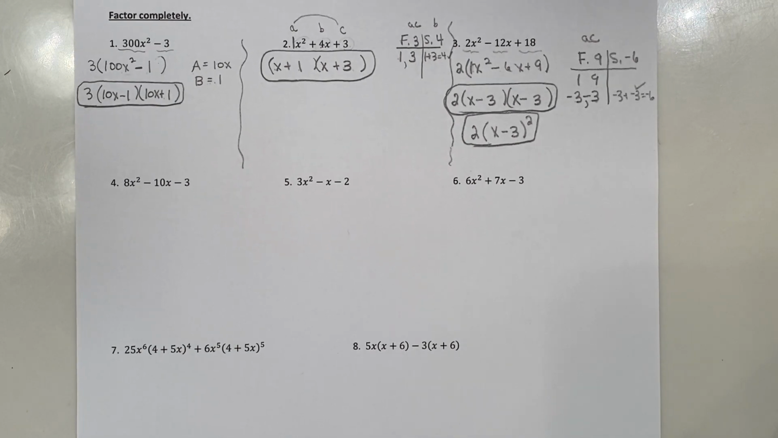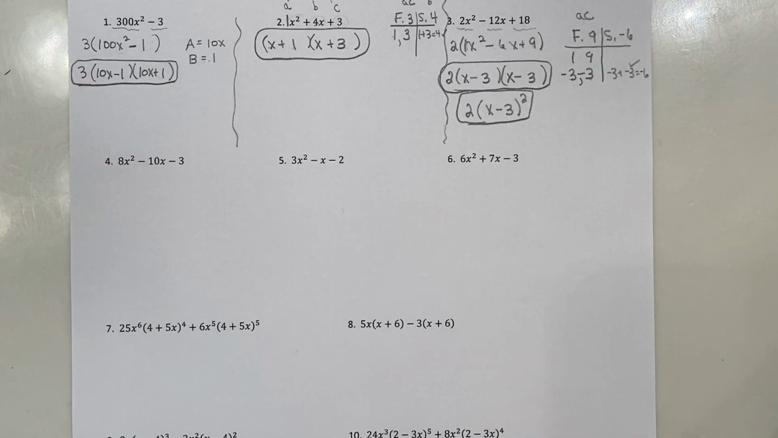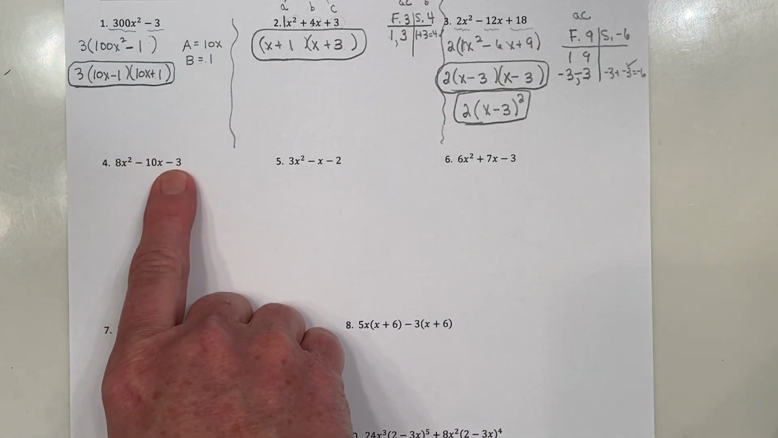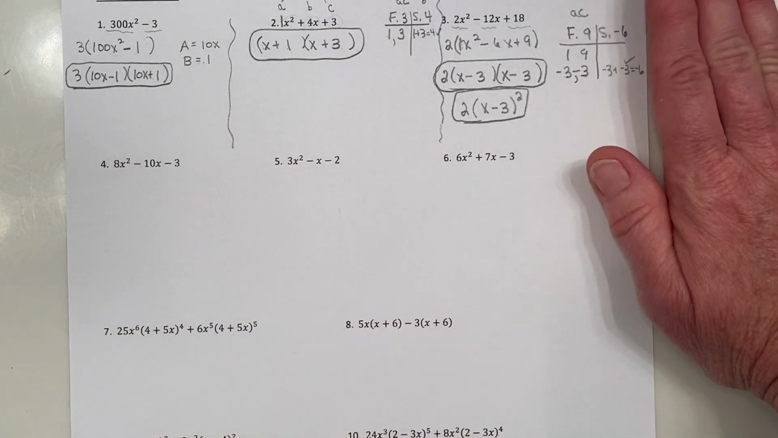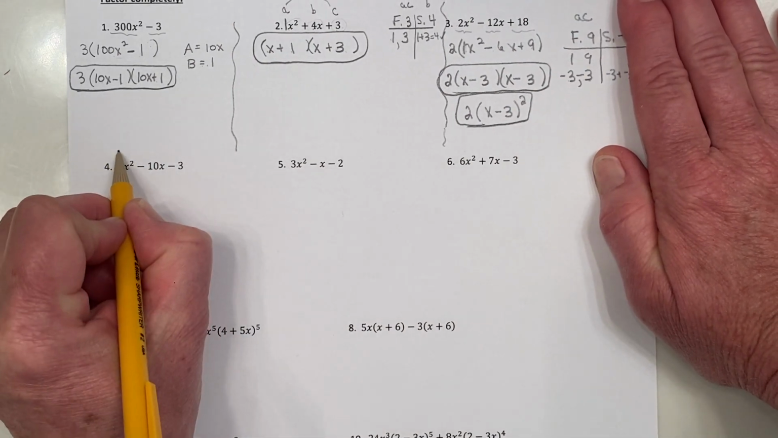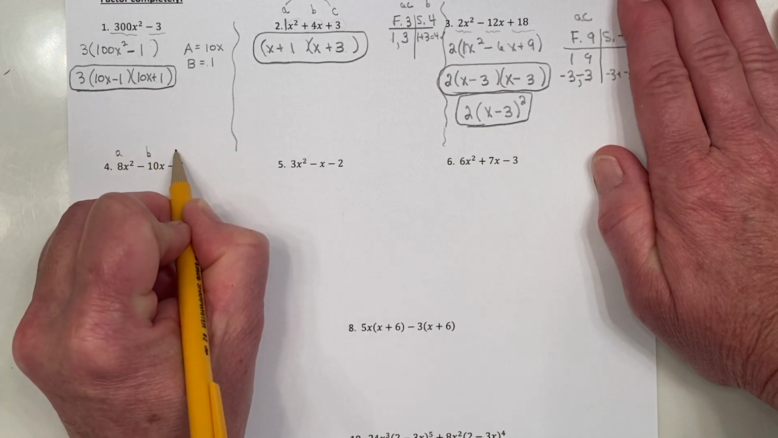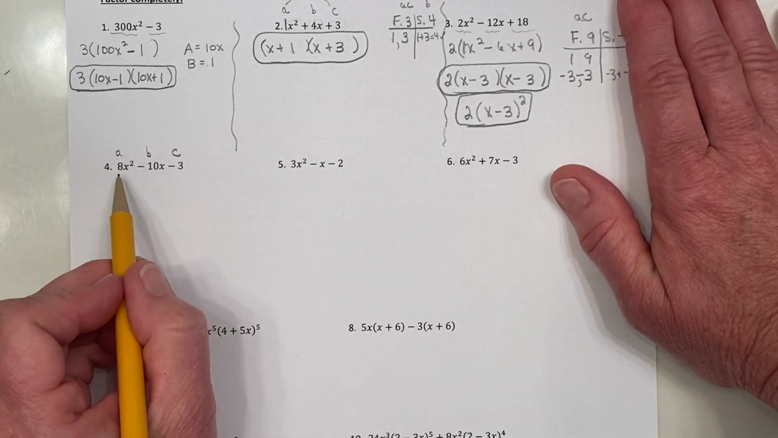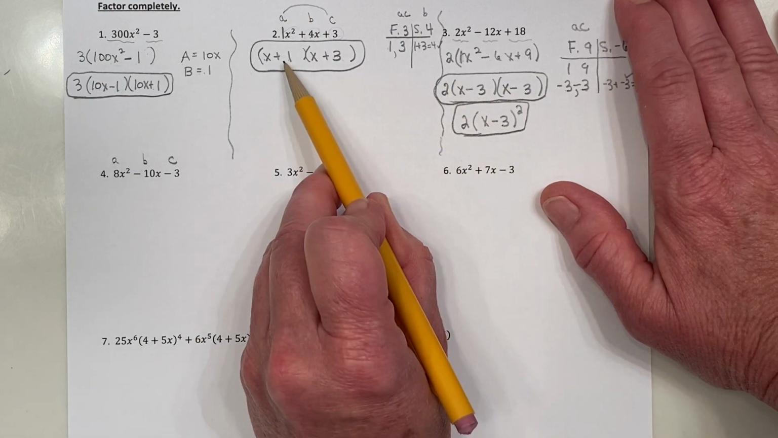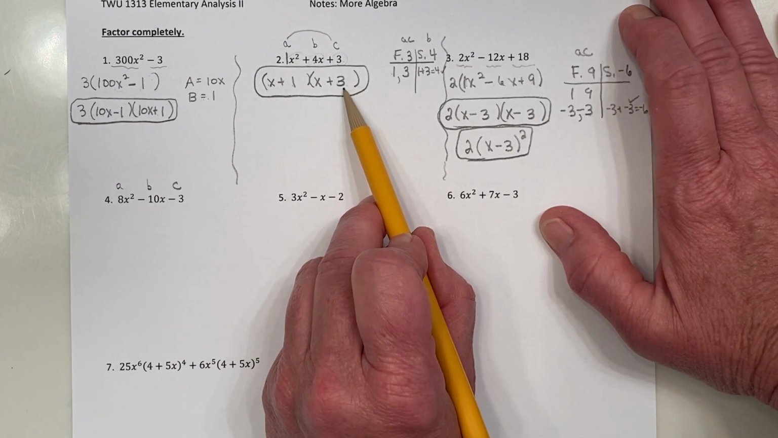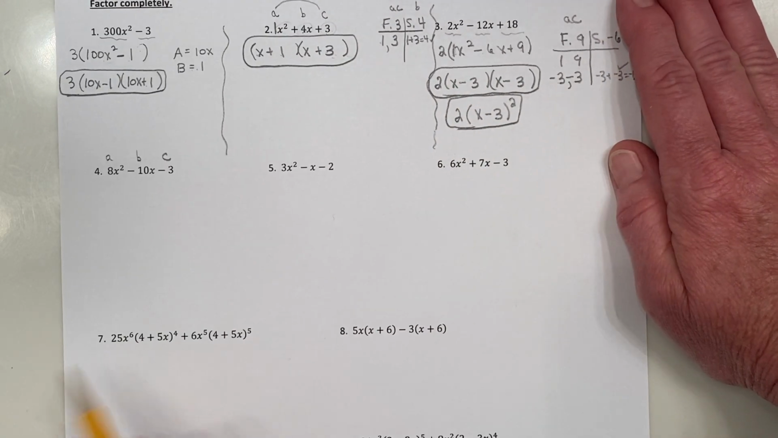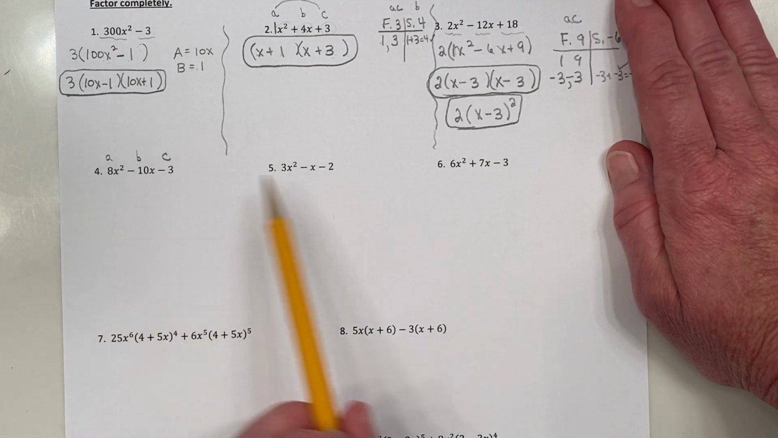Okay, let's look at number 4. First thing, we want to look for a GCF. I don't see a GCF because 8, 10, and 3 don't share any common factors. This won't be an easy factor because A is 8, B is -10, and C is -3. This won't be an easy factor to where I can go straight to 2 binomials like I did up here in number 2. We're actually going to use factor by grouping for 4, 5, and 6.